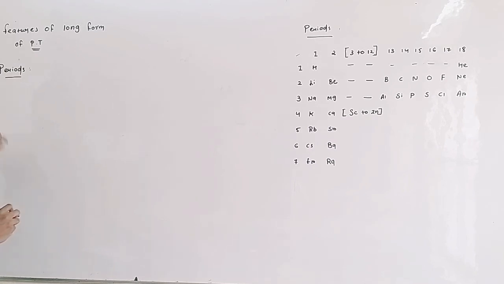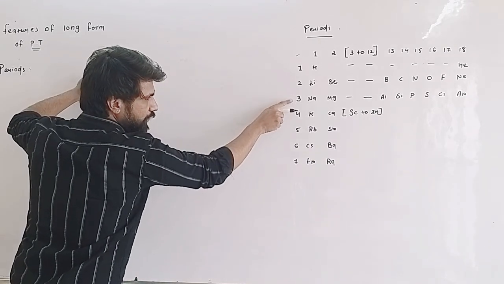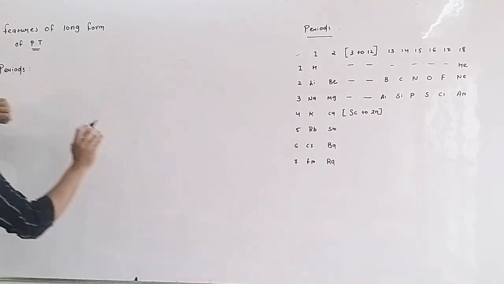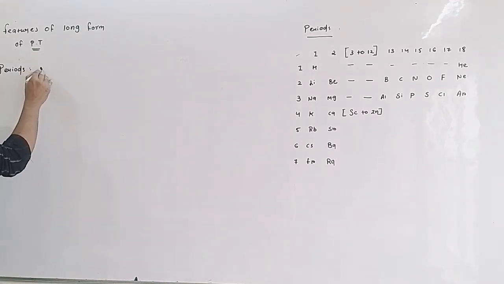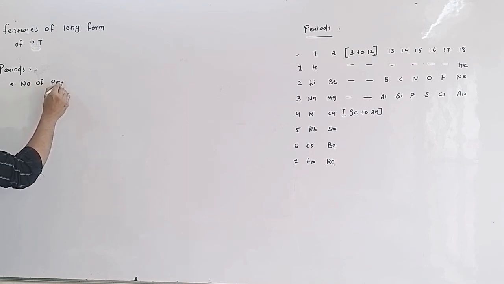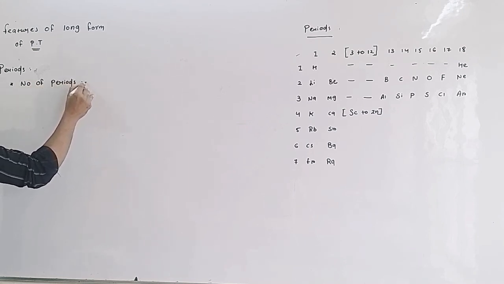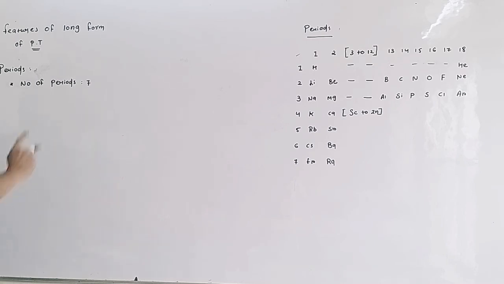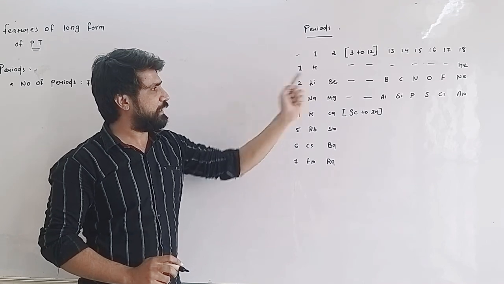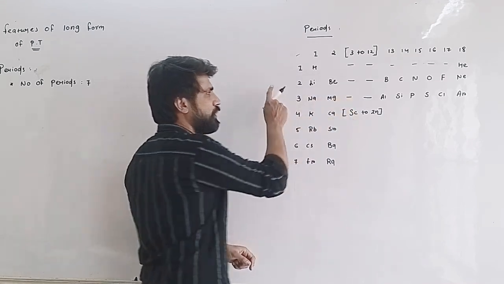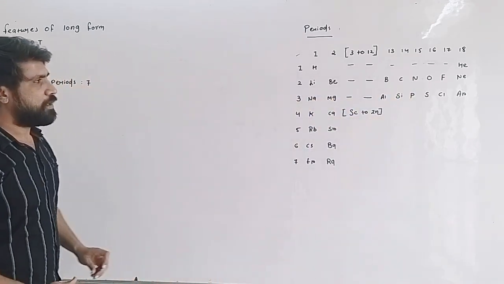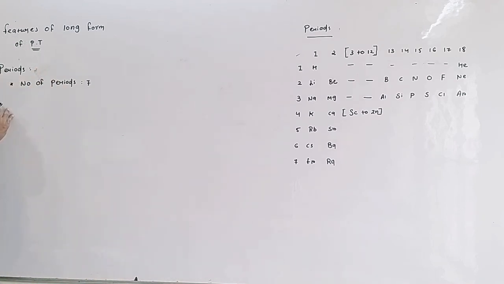You know about periods. What is a period? 1 2 3 4 5 6 7. So total periods are 7. The first note about the period is the number of periods, which is 7. The horizontal rows, like hydrogen, helium, then lithium, beryllium, boron, carbon, nitrogen, are named as periods. Okay, so now we are going to discuss the first period.